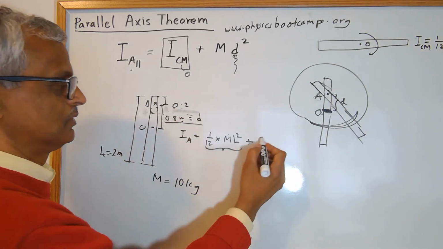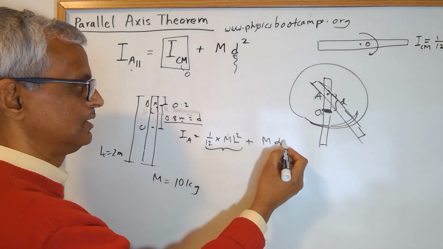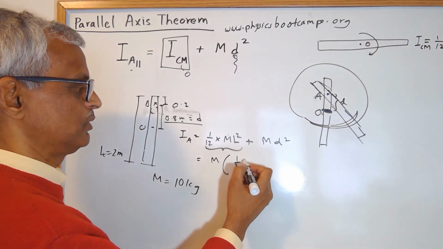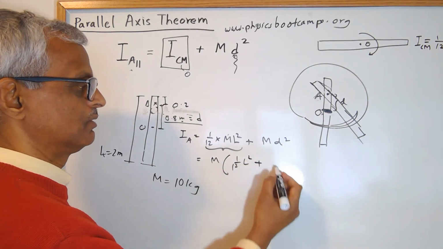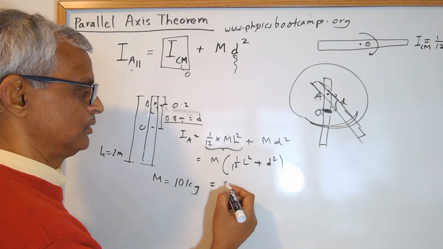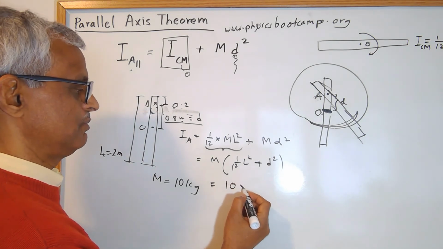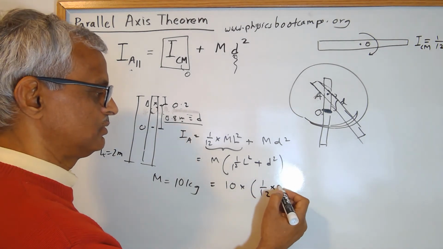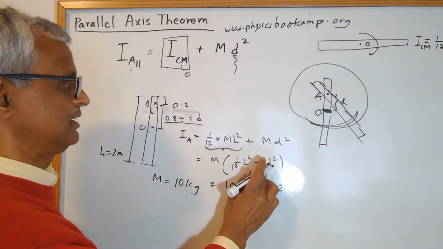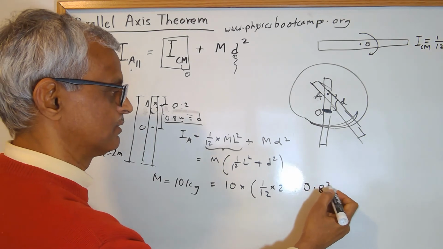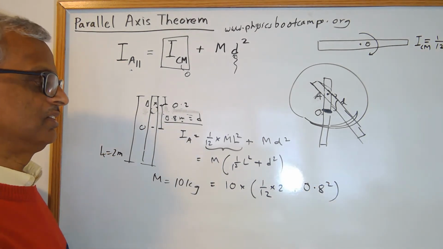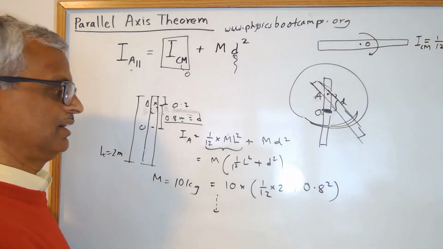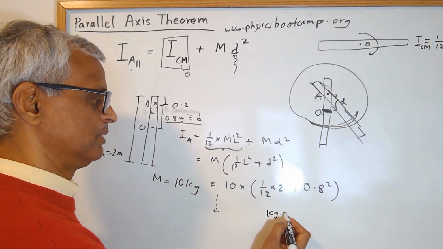So m d square. So you might say m times (1/12 L square plus d square). And so you can do m is 10 kilograms, 1/12 times 2 square plus d square, which is 0.8 square. So that will be the moment of inertia. I don't need to, you can complete this, okay? And this will be in kilogram meter square units.